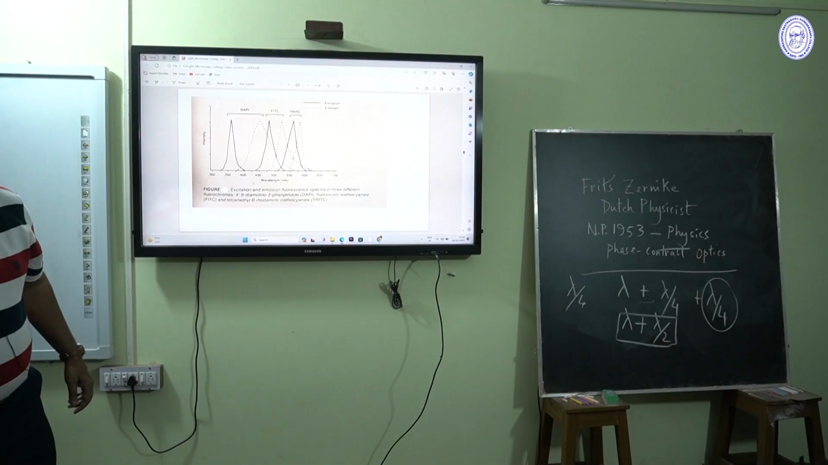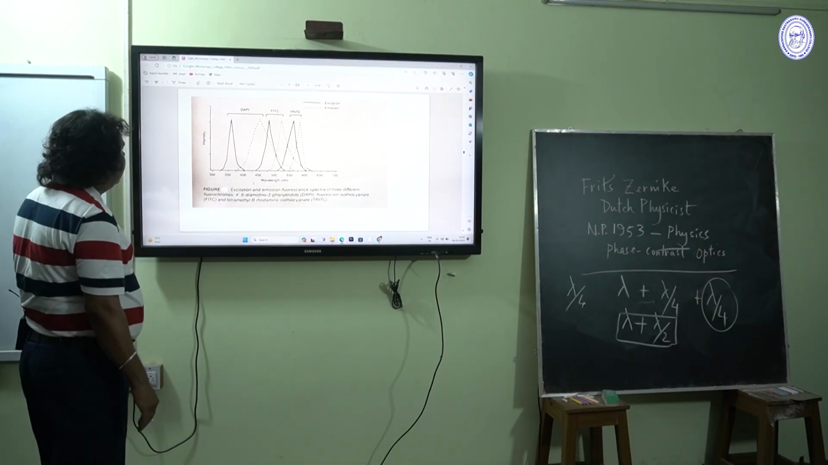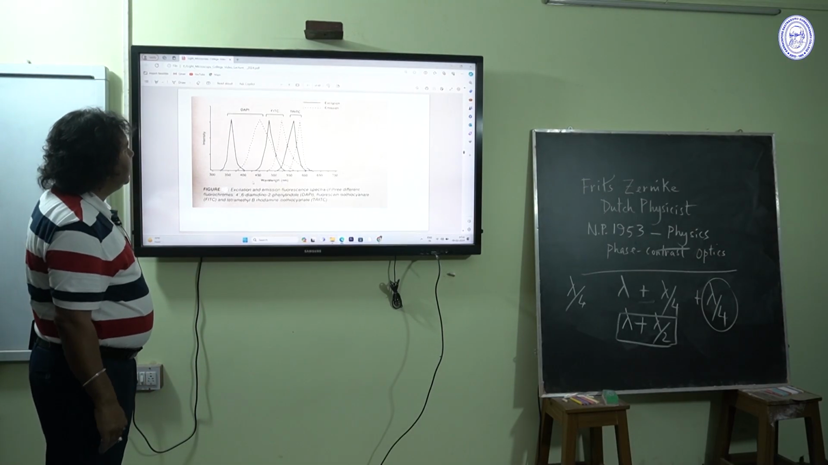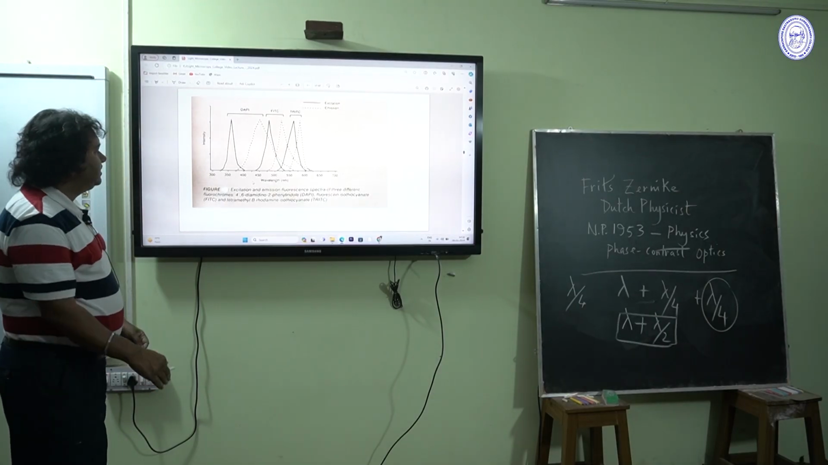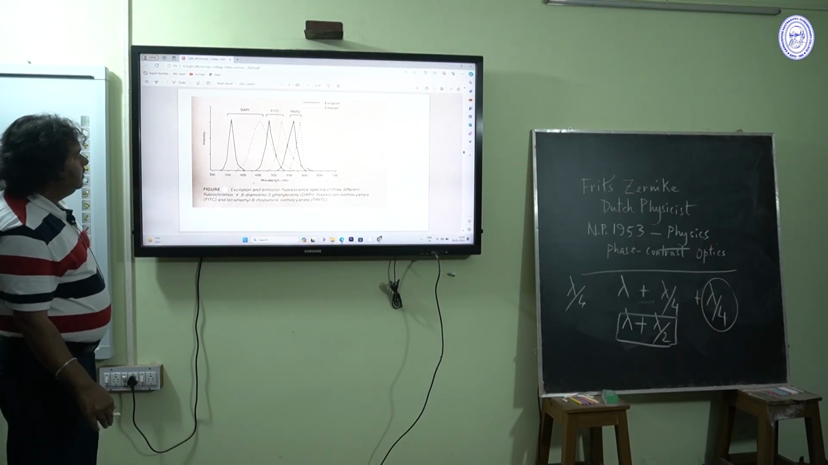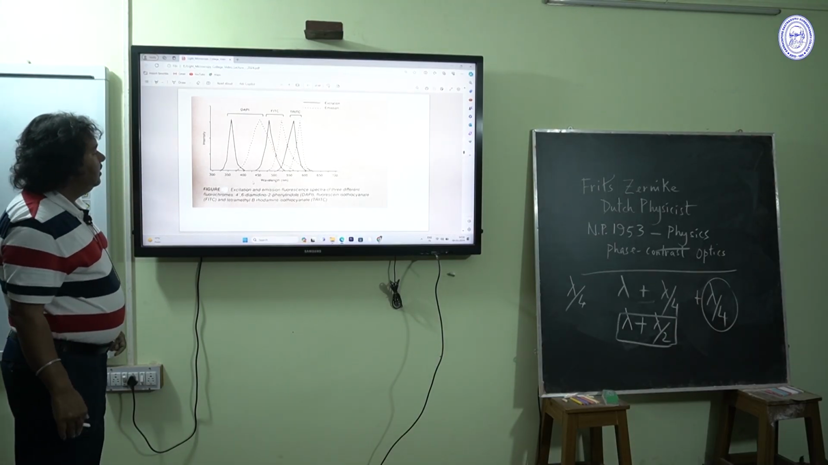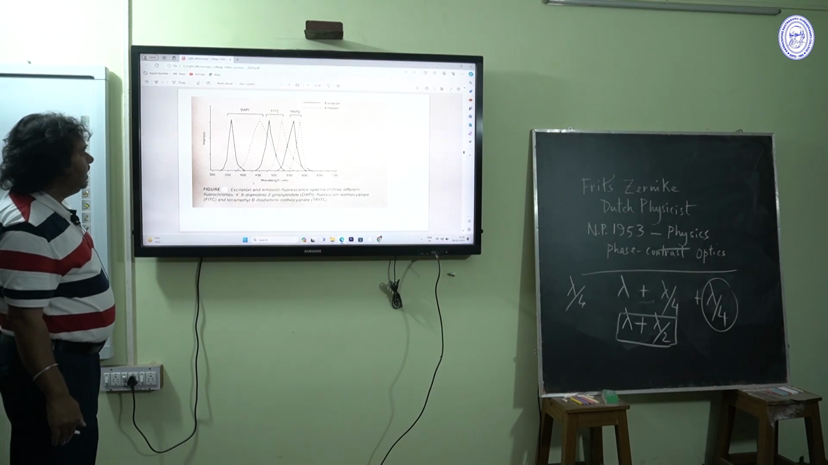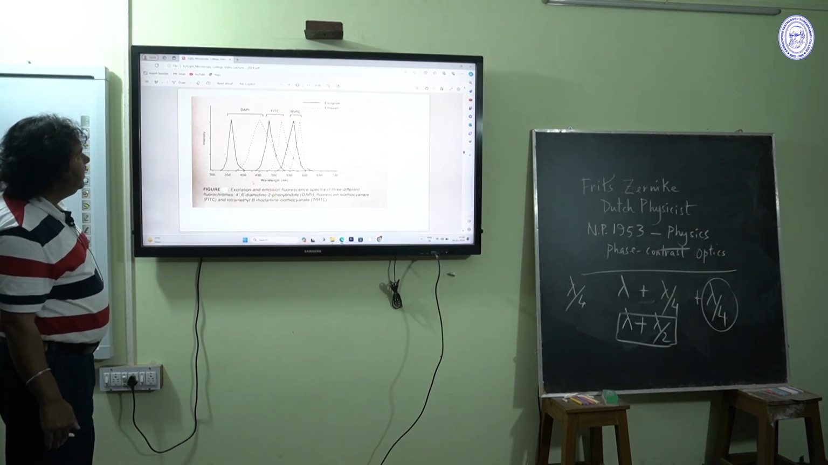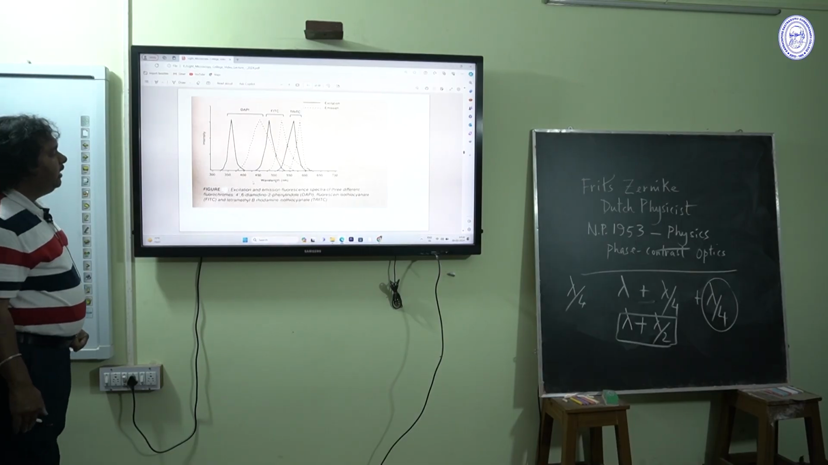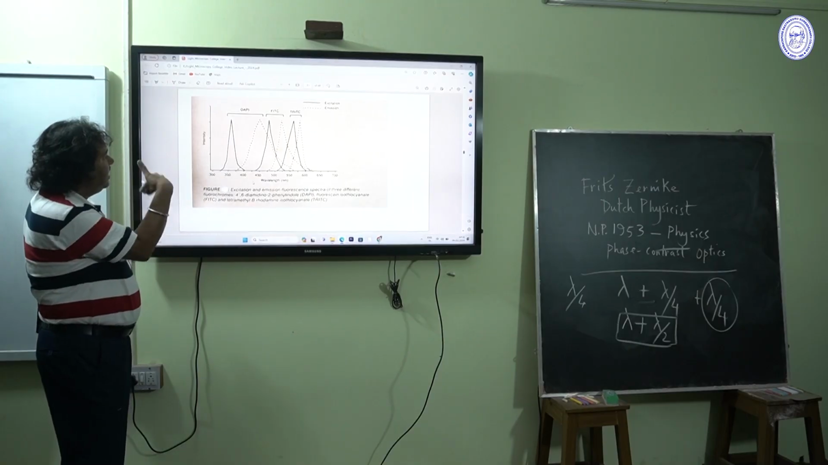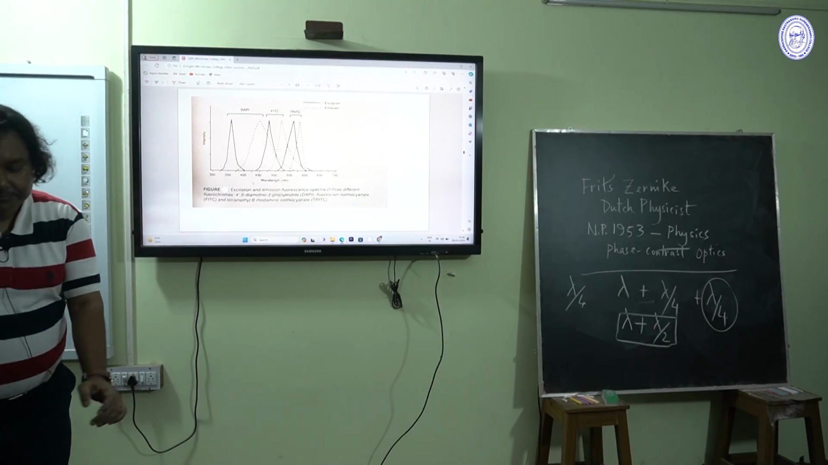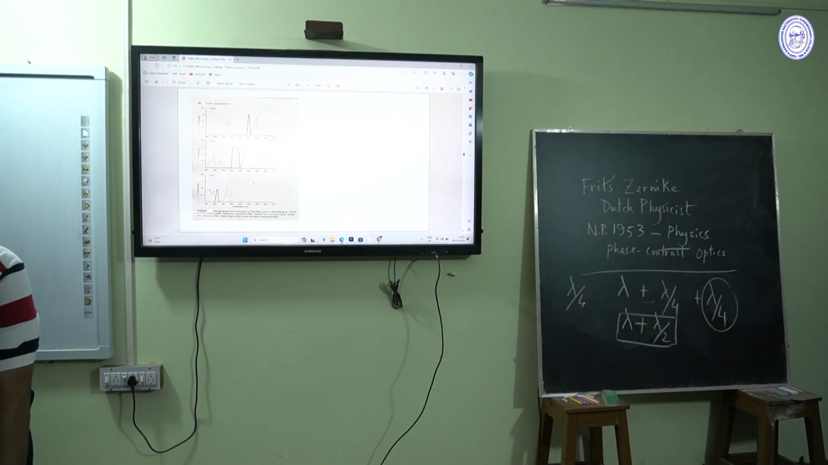And these are various types of fluorescent dyes with their excitation and emission maxima. DAPI, 4,6-diamidino-2-phenylindole, then FITC, fluorescein isothiocyanate, and TRITC, tetramethylrhodamine isothiocyanate. These have different excitation and emission maxima. These are the different curves of fluorescent molecules.